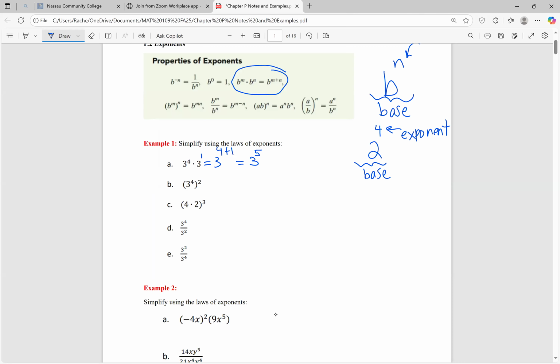So this is equal to 243. So let's look at part B.